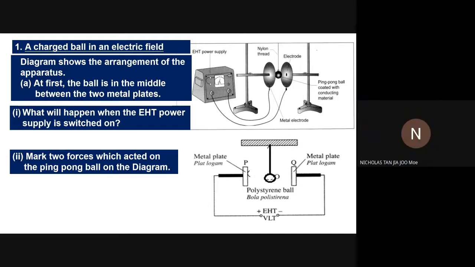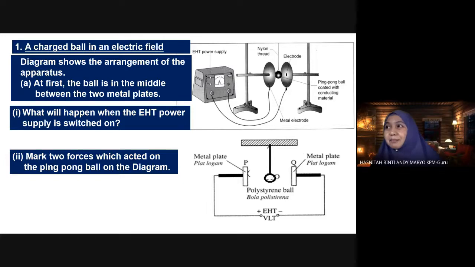Teacher, the meaning of charged ball is what? The ball carrying negative or positive? Now it doesn't mention. Now it is coated with conducting material. Because the ping pong ball is made from plastic, right? So we want to make the ball a conductor, so charge can flow through it. That's why it is wrapped with conducting material, for example aluminium foil.